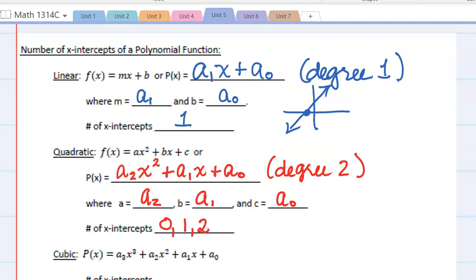Notice the sketches here along with their discriminant values. The parabola that does not touch or cross the x-axis occurs when the discriminant is negative, as this will lead to an imaginary solution when solving the quadratic equation.